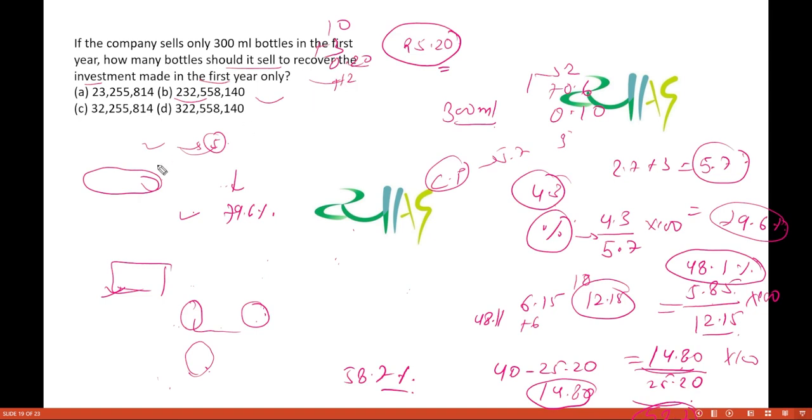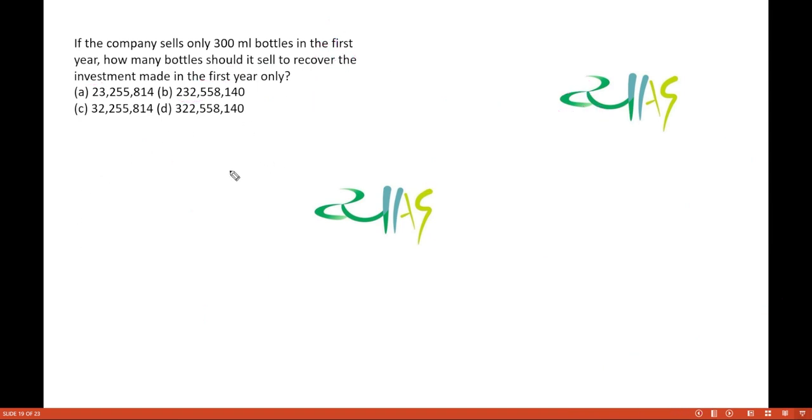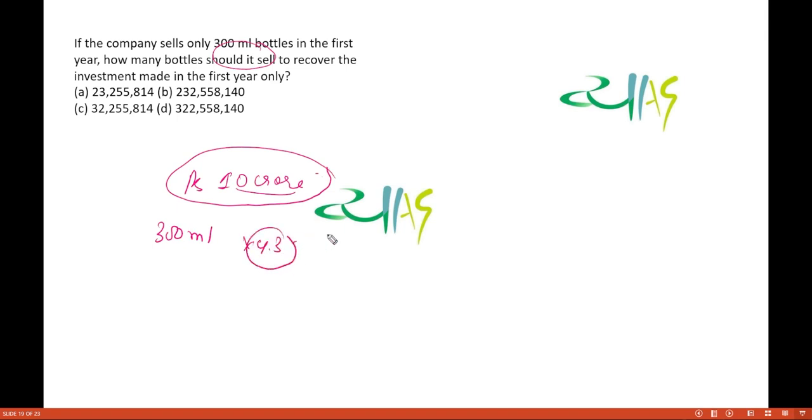Okay. Now, देखिए यहाँ पे in the question it is said कि उन्होंने 10 crore rupees invest किए. They have invested rupees 10 crore. And the company is selling only 300 ml bottle, and on each bottle you are earning a profit of 4.3 rupees, 300 ml की bottle. So x into 4.3 is equal to 10 crore.